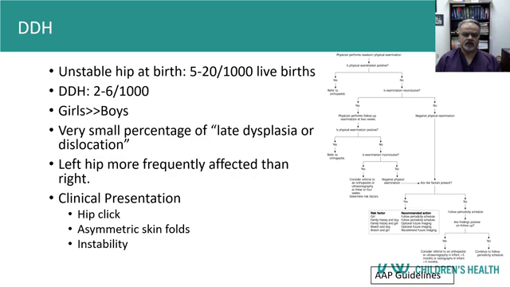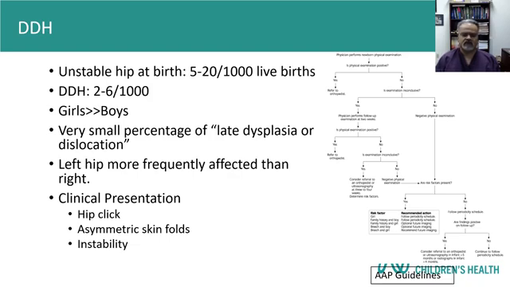Looking at the epidemiology of DDH, we know that unstable hips at birth are extremely common. 5 to 20 out of 1,000 live births will have some degree of instability, and true DDH is seen in roughly 2 to 6 out of these 1,000 live births. Girls are far more affected than boys, and we do know that there is a small percentage of late dysplasia where there may not have been dysplasia noted on the initial evaluation. Since we don't have good denominators, it is very difficult to quantify this percentage.